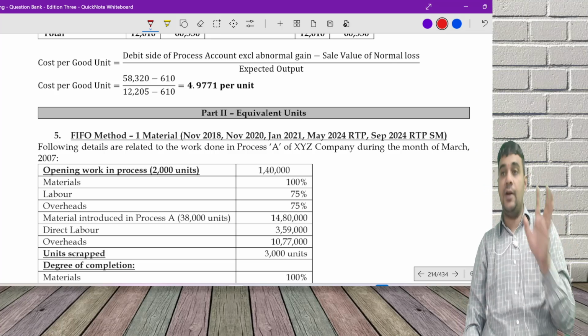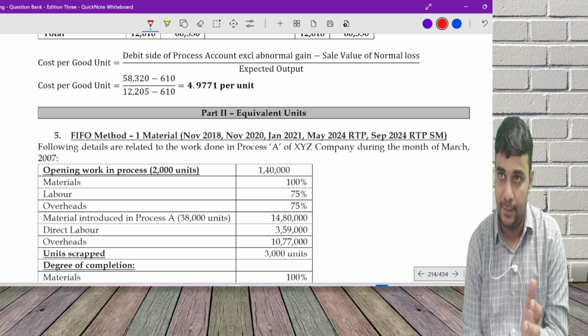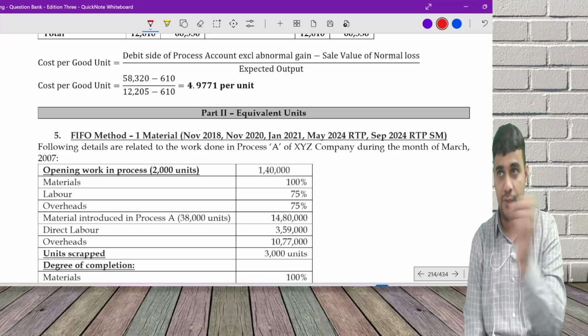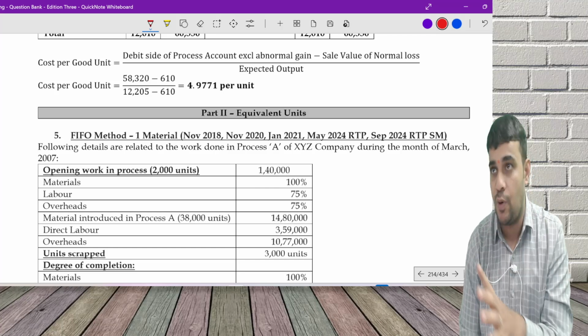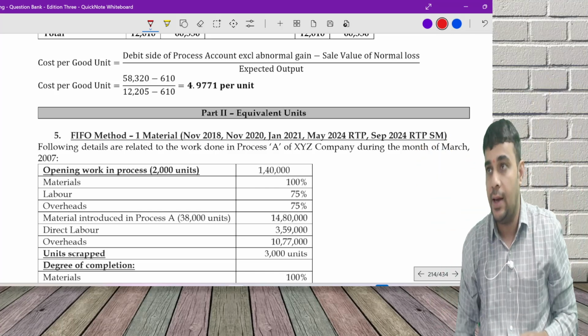First you understand FIFO 1 material. FIFO 2 material is whatever I do in 1 material with small changes. Weighted average, whatever I do in FIFO 1 material with small changes. Weighted average 2 material, whatever I do in FIFO 1 material with small changes. So unless you understand FIFO 1 material properly, you will keep struggling with the other parts.